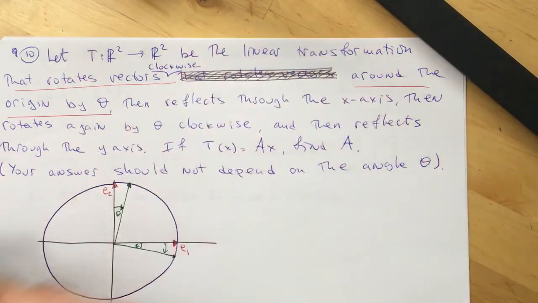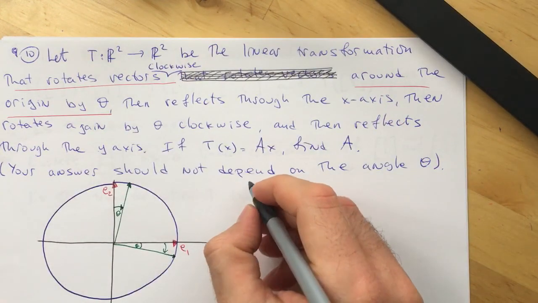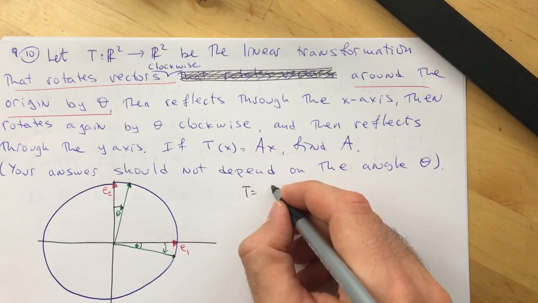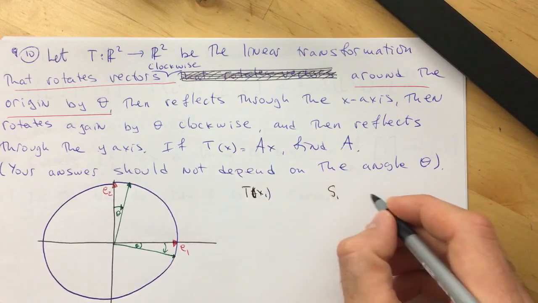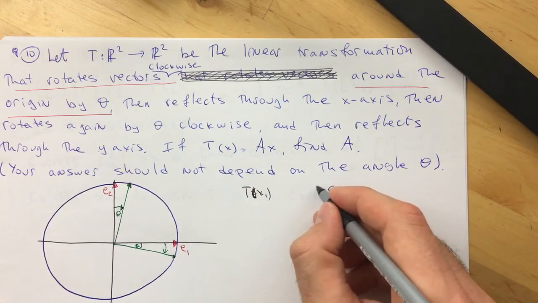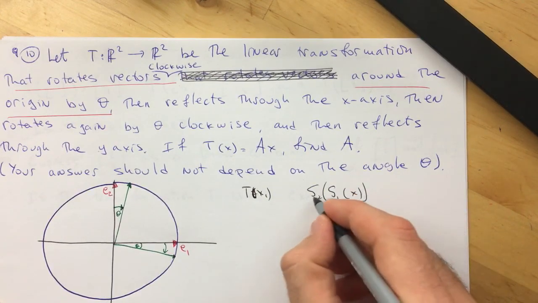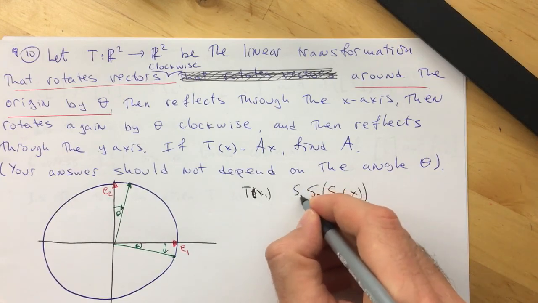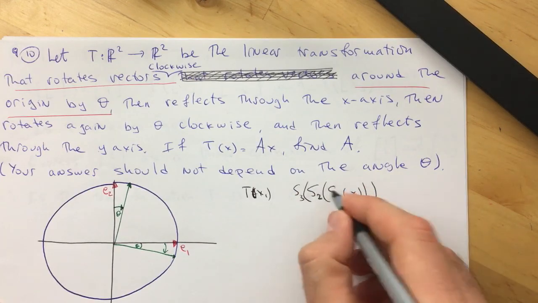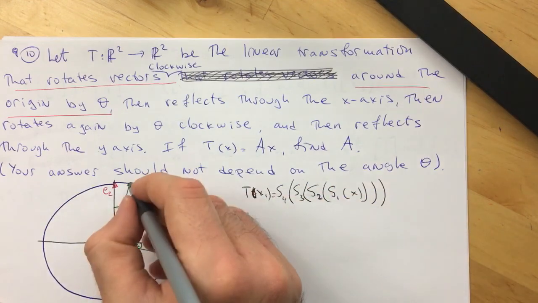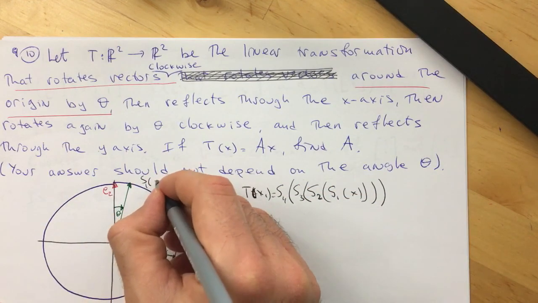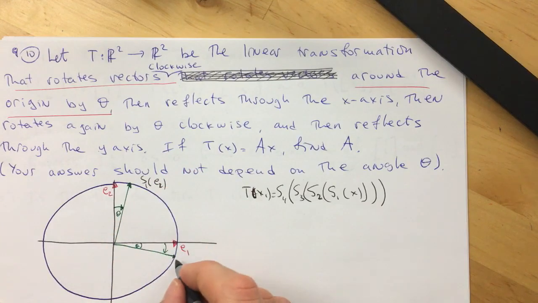Because there are four different transformations, you can say that T of x is S1 of x, then to that one we apply S2, then to this image we apply S3, and then we apply S4, okay? So this would be S1 of e2, and this would be S1 of e1, okay?